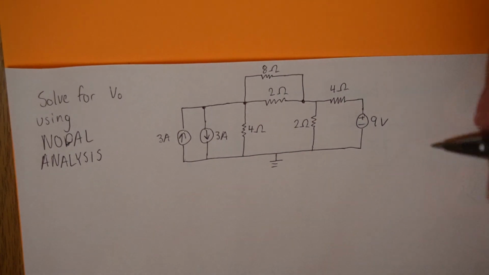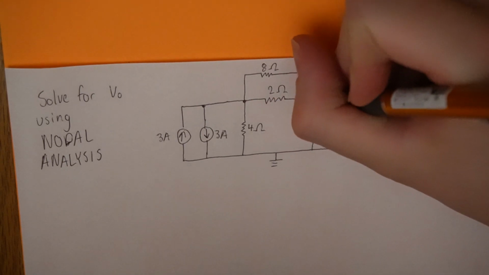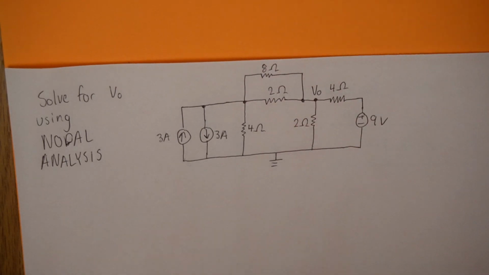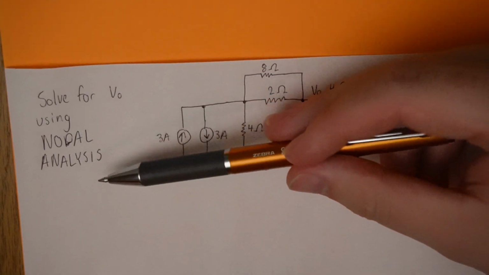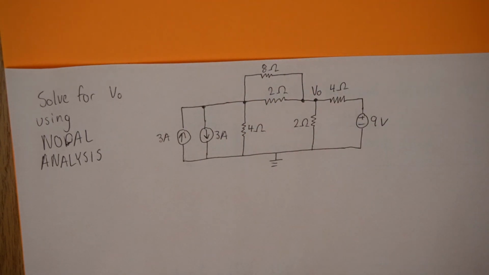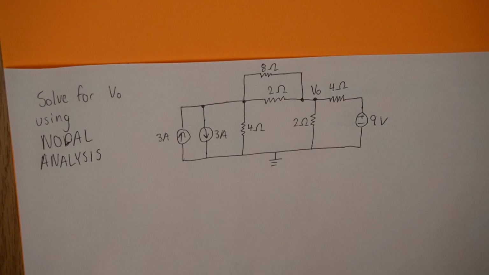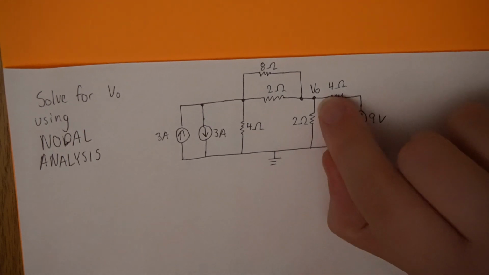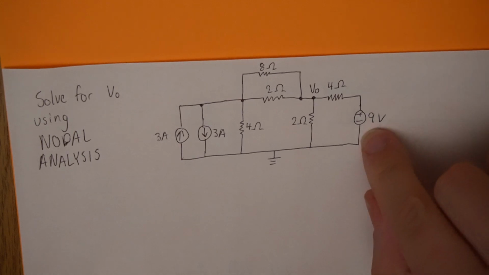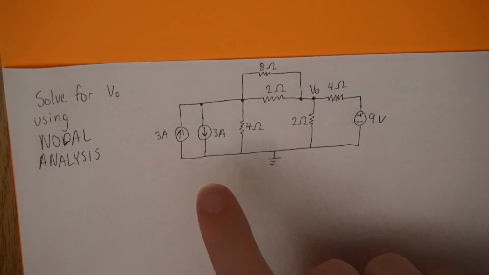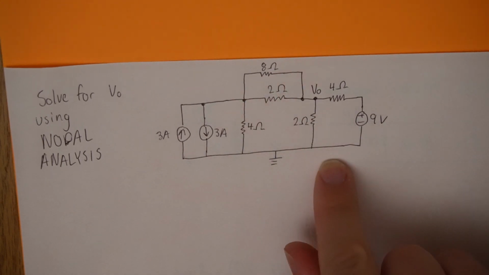I should give VO. Let's call this VO. So solve for VO using nodal analysis, which means I'm not going to solve it with mesh or superposition. I have to use nodal analysis if I want full marks. What is VO? It's the voltage on this node over here. I have a voltage source, a couple current sources, and a bunch of resistors.